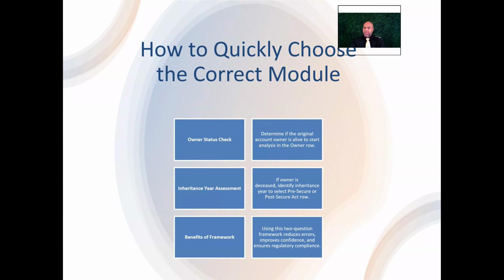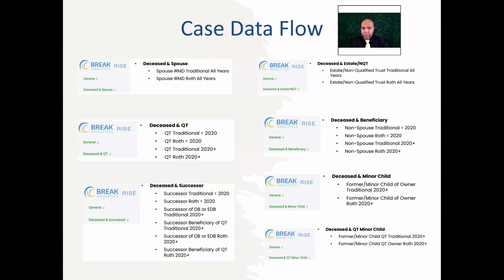Then we have the inheritance year assessment. If the owner is deceased, you want to identify, are they pre-secure? Are they post-secure? And then finally, we look at the benefits of the framework. Using this two-question framework, it reduces errors, it improves confidence, and of course, we're in compliance. So we're really breaking this down into simple questions, simple steps to help you begin to determine what your next step in your planning process is.